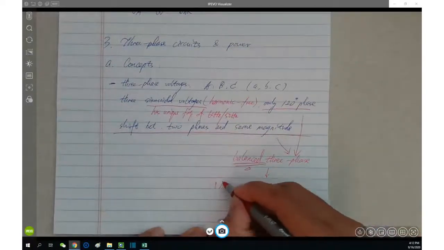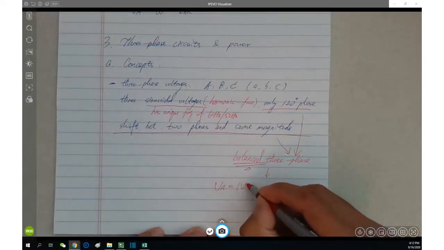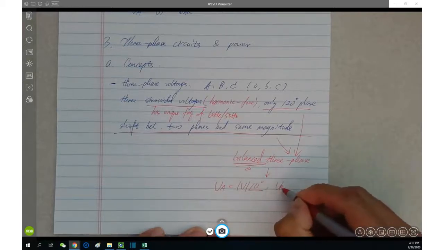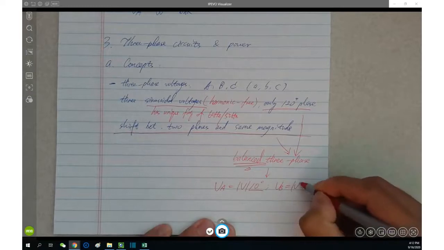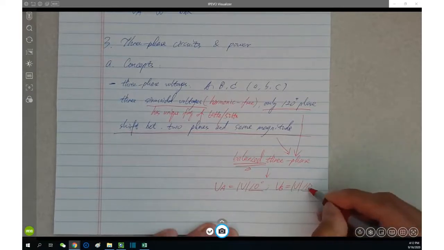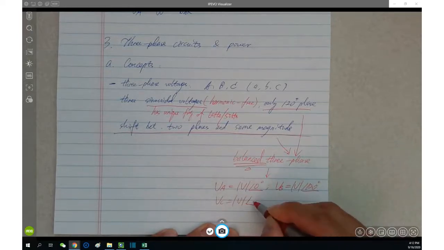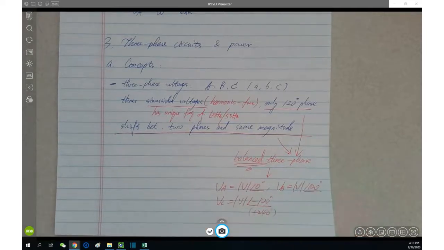And further, that means what? Let's say phase A might equal V angle of zero, and then phase B, phasor. Okay, we are talking about phasor. Same magnitude, right? Angle of -120. Phase C equals same magnitude, angle of 120, or positive 240. They're the same. Okay, -120 and positive 240 are the same angle. Okay. But this is the one thing: balanced three phase voltage.